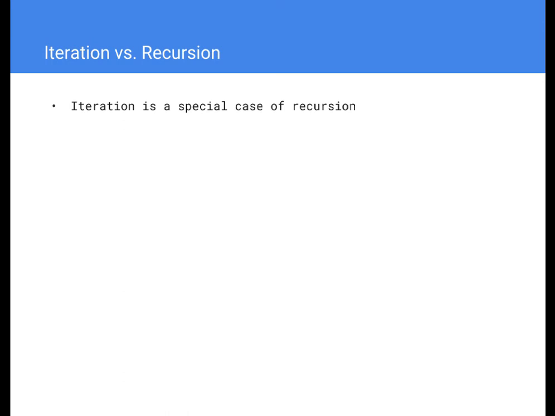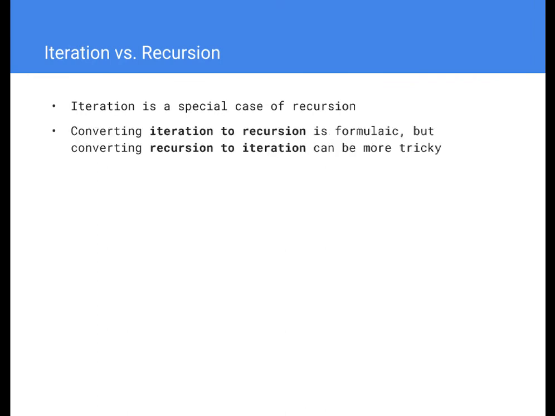And the thing to know is that converting iteration to recursion is formulaic, and I'll show you how that can be done. Converting recursion to iteration can be more tricky, and that'll be a topic for later. So let me show you two versions of factorial. Here's an iterative version.